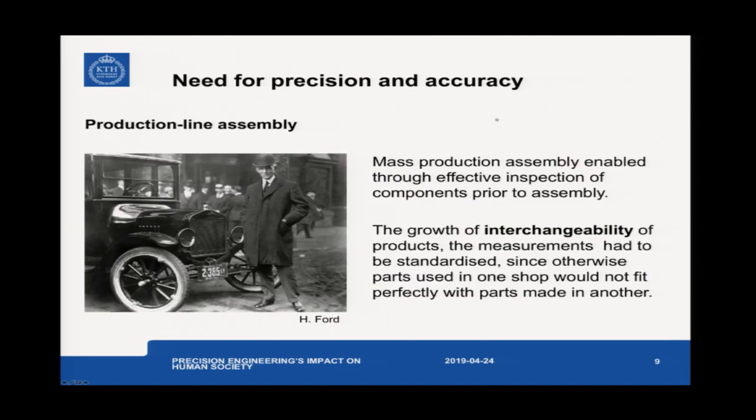One important step was mass production, and it was this gentleman that introduced it, Henry Ford. He wanted to produce cars that everyone could afford and buy. And what he understood was he needed good components for interchangeability. That means he needed a standard to make components so you can swap them with each other if you need to replace them.